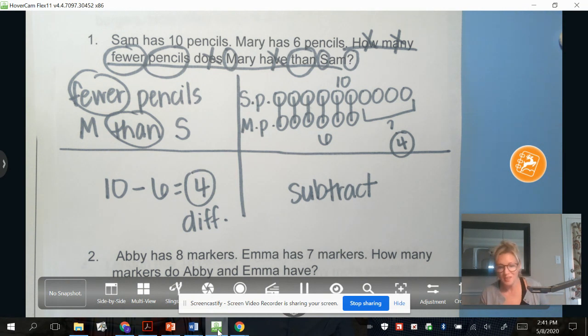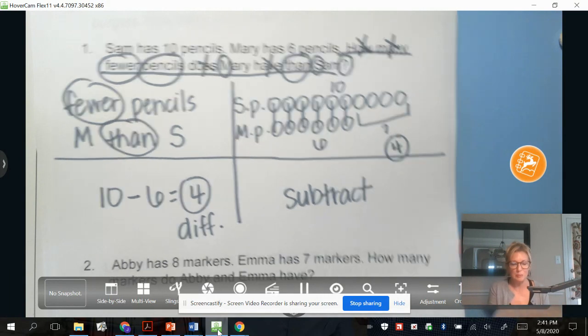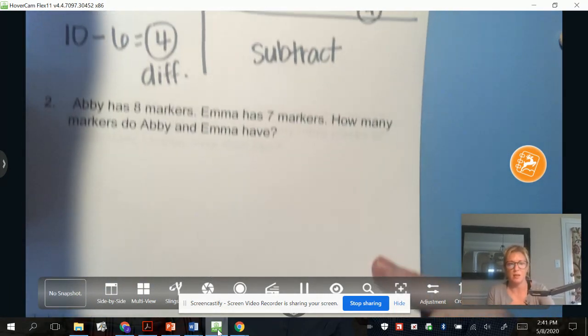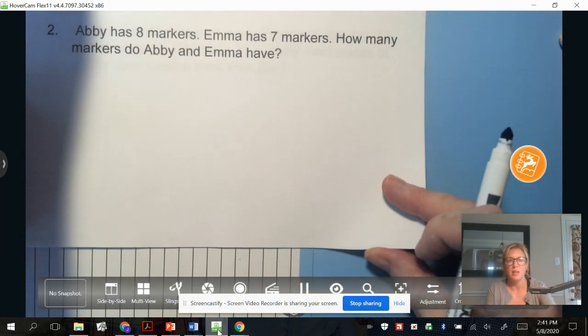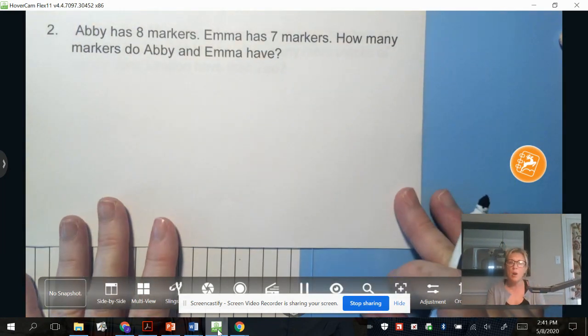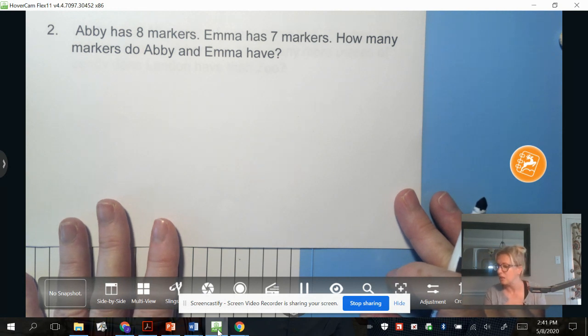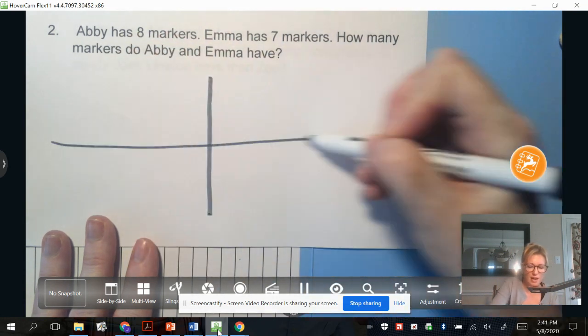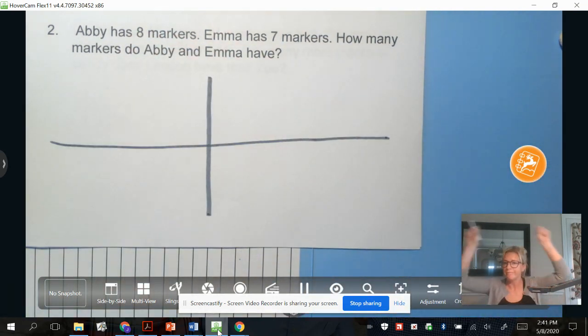Now let's move on. Take a look at number 2. Abby, I'm gonna get this out of the way. Abby has 8 markers. Emma has 7 markers. How many markers do Abby and Emma have? Just let you think about that for just a second. Awesome. All right. Abby has 8 markers. Emma has 7. How many do they have? That's a simple put together. She has some markers. She has some markers. How many markers do they have? Absolutely. So this will go by real quick.